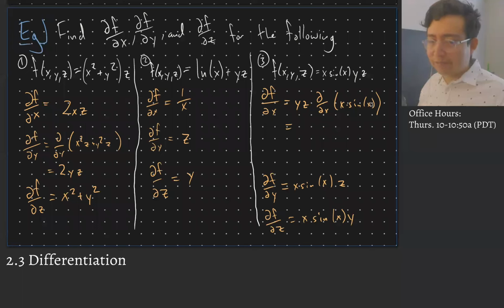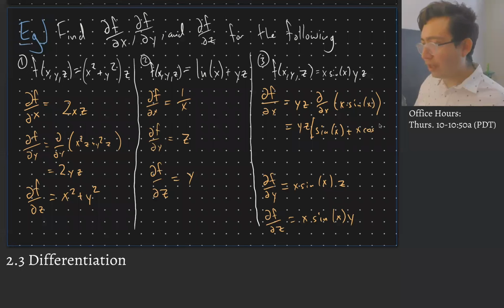So we have x times sine of x, which is a product, so we can use the product rule. So we use the product rule here, and we get sine of x times the derivative of x, which is just 1, plus x times the derivative of sine of x, which is x cosine of x. And there you go. That's the derivative there. Cool.